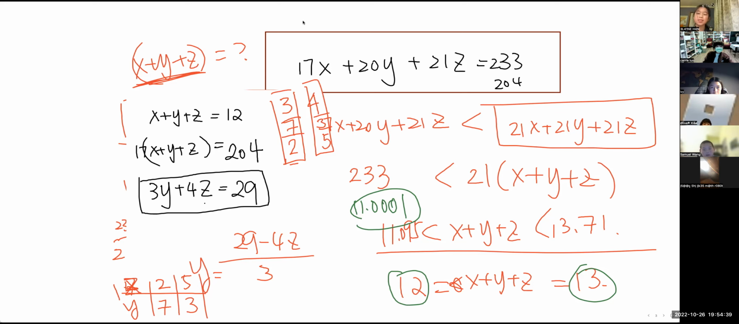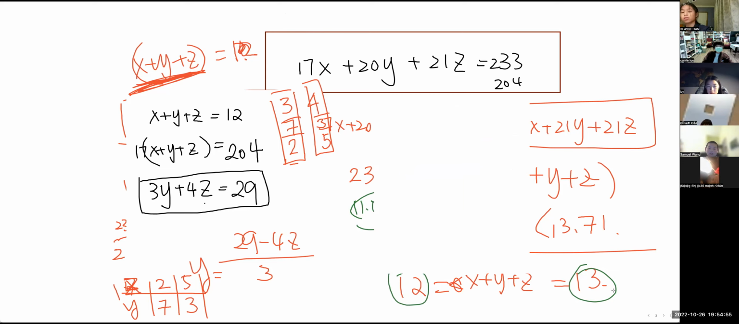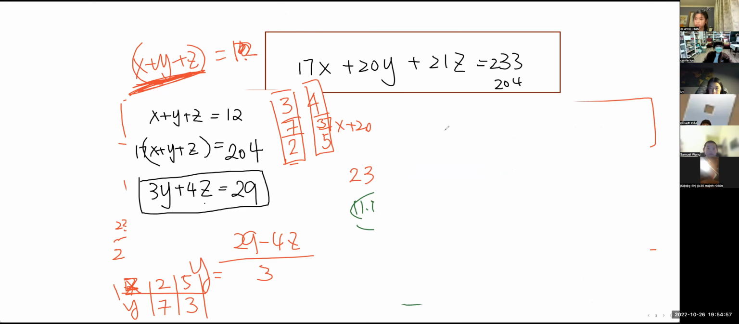You said there was only one answer. Yeah, but we have to submit one answer. x plus y plus z equals what? Equals 12. So let's see. I want you all to calculate what if x and y and z added together equals 13. How is it possible, or how is it impossible? Okay, so what if x plus y plus z equals 13? So this is my process. I put it here already. That's impossible.